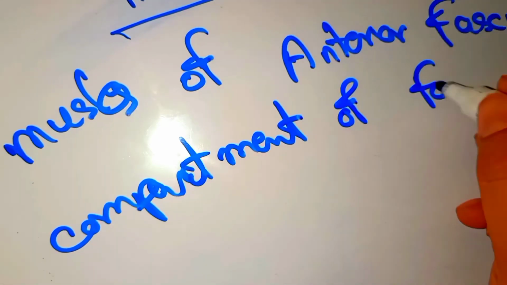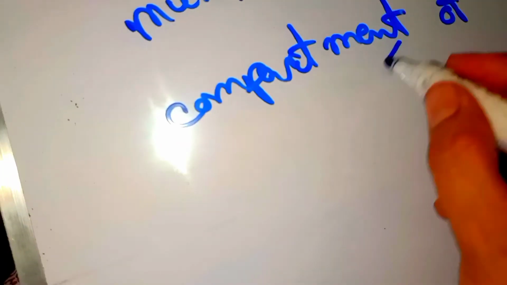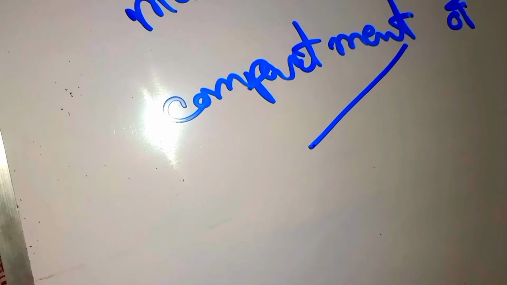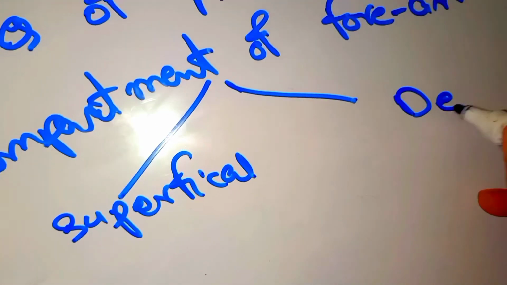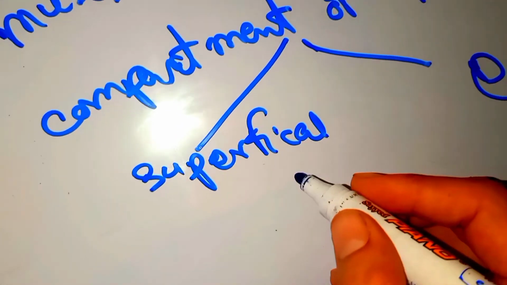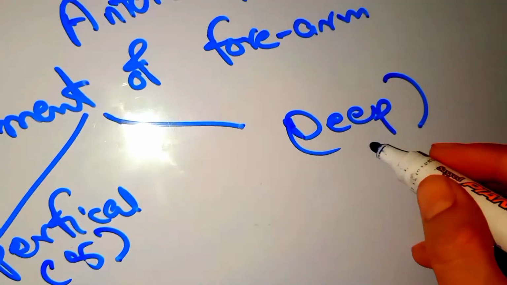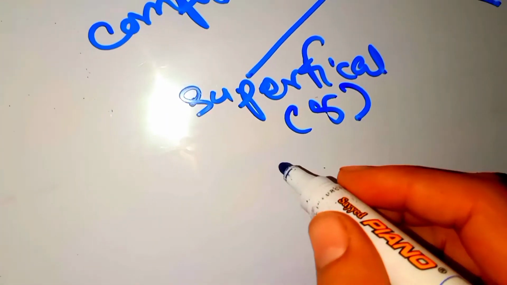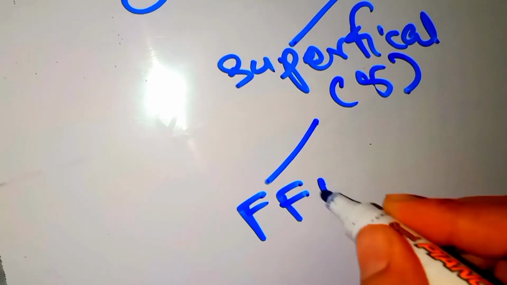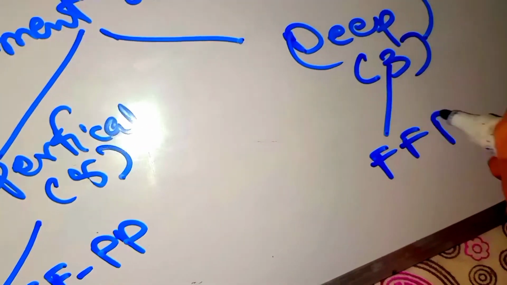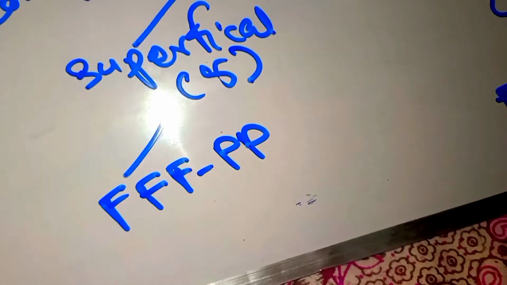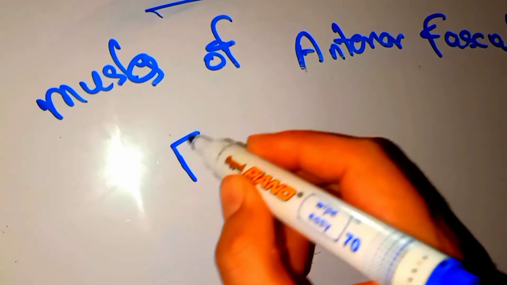Now muscles of the anterior fascial compartment of the forearm. For this, I also have made a mnemonic. We will divide into first of all superficial layer and the deep layer. In the superficial layer, there are five muscles. In the deep layer, there are three muscles. For the superficial layer, you have got the mnemonic FFFPP, and for the deep, it's only FFP, like fresh frozen plasma.